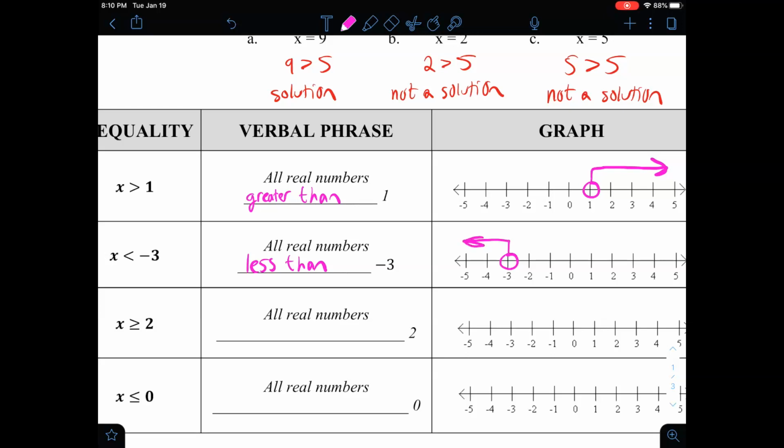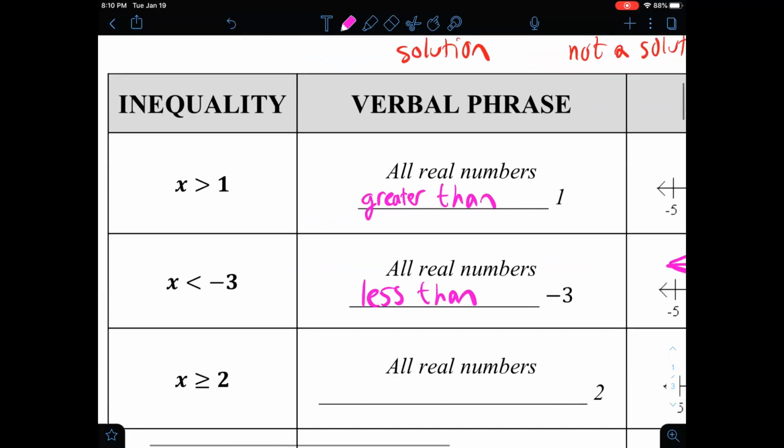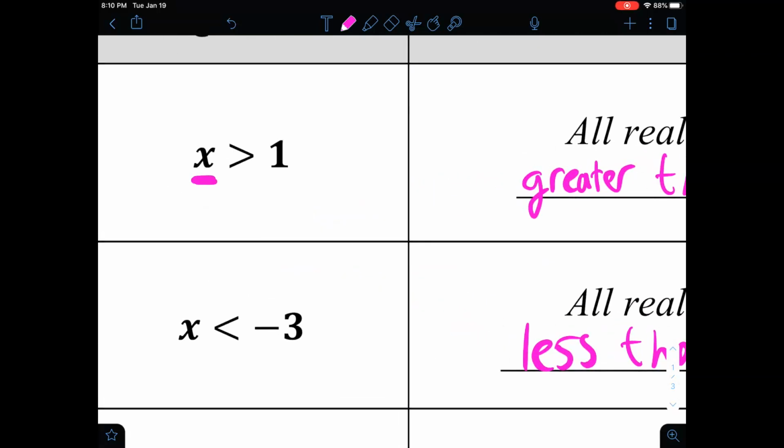So, a couple ways to remember how to shade. The arrow, literally, if the variable's on the left-hand side, it literally points which direction you're going to go. The inequality symbol is going to point which direction you're going to go. Another way you could check is you can test numbers. So you can say, well, I'll test 3. Is 3 greater than 1? That's a solution, so you're going to shade towards 3.